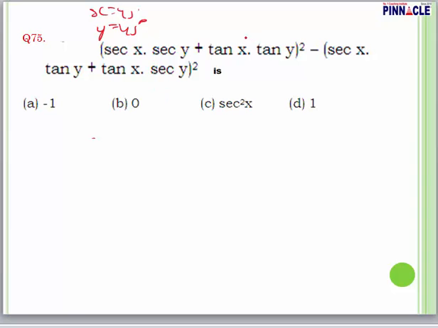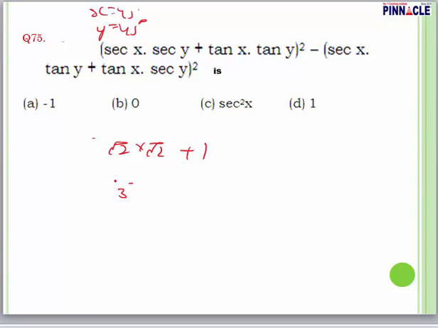Why are we taking 45? Because it is easier to calculate. Secant 45 would be equal to, secant is just the reciprocal of cos, and cos 45 is 1 by root 2. So secant would be root 2. Y is also root 2. So root 2 into root 2 plus tangent 45, which is 1, into tangent 45, which is 1, 1 into 1, that is 1.